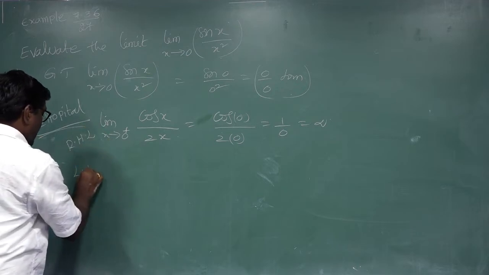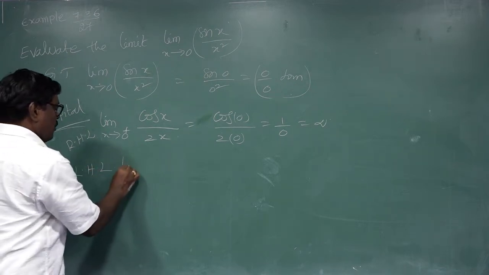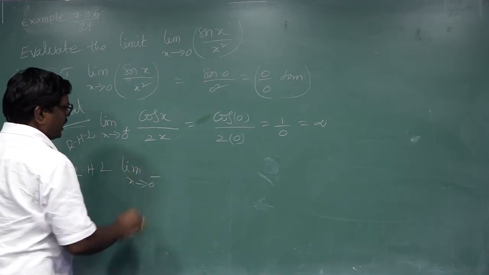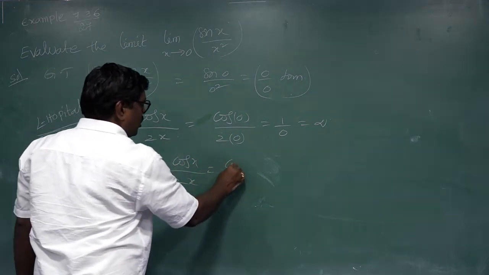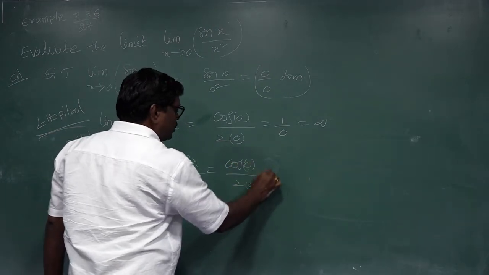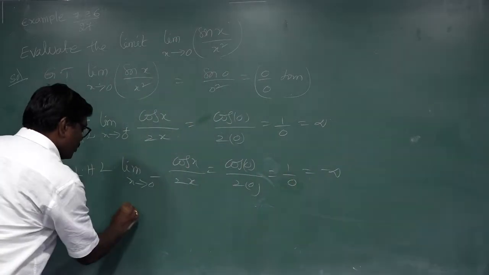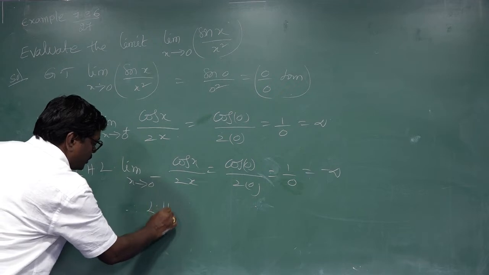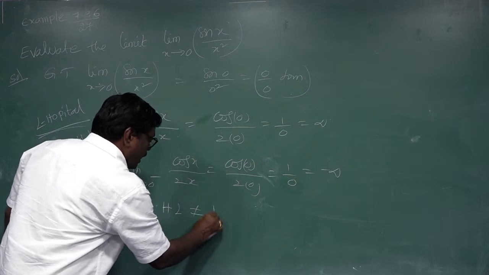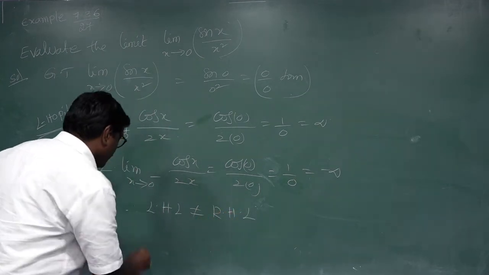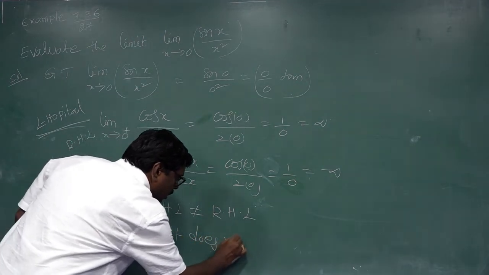Next, the left hand limit. Limit x tends to 0 minus, cos x by 2x equal to cos 0 by 2 into 0, equal to 1 by 0, equal to minus infinity. Therefore, the left hand limit does not equal the right hand limit. Therefore, the limit does not exist.